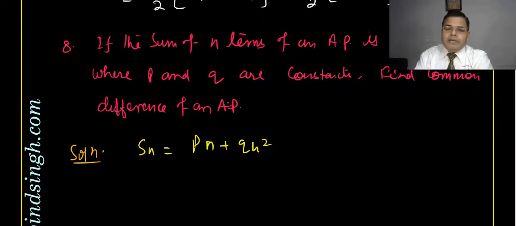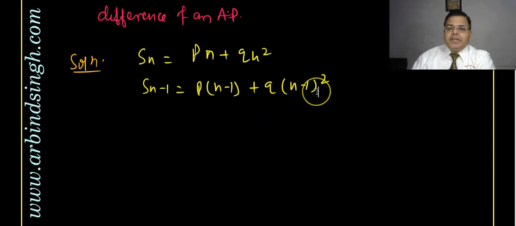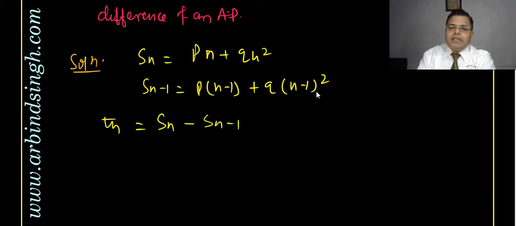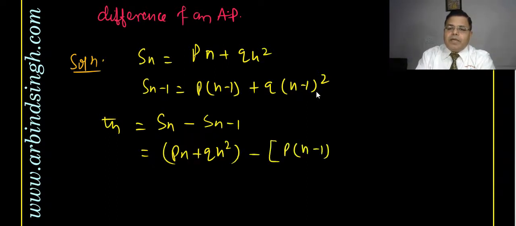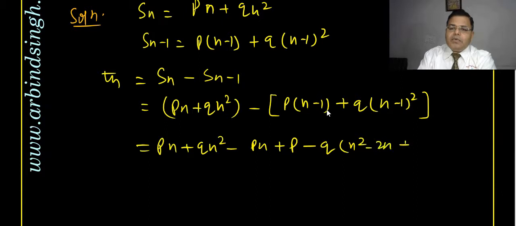We can have Sn minus 1. That is the sum of n minus 1 terms. So where there is an n, we can put n minus 1: P times n minus 1 plus Q times n minus 1 whole square. And what is Tn? Tn is the last term that can be obtained, since Tn is Sn, sum of first n terms, minus sum of first n minus 1 terms. So we can use it here: Pn plus Qn square minus P times n minus 1 plus Q times n minus 1 whole square. So that will come up as Pn plus Qn square minus Pn plus P minus Q times n square minus 2n plus 1.